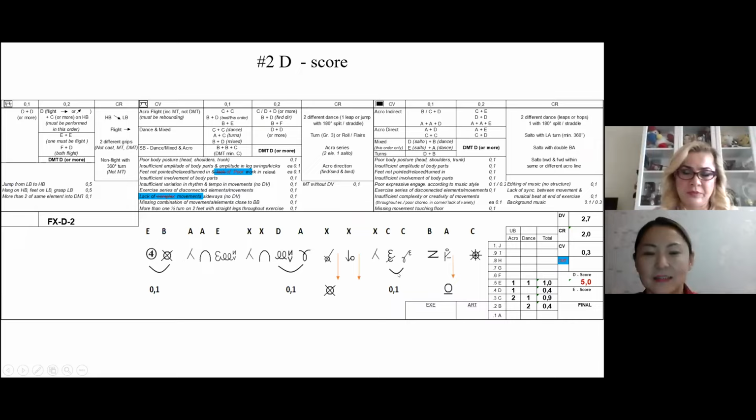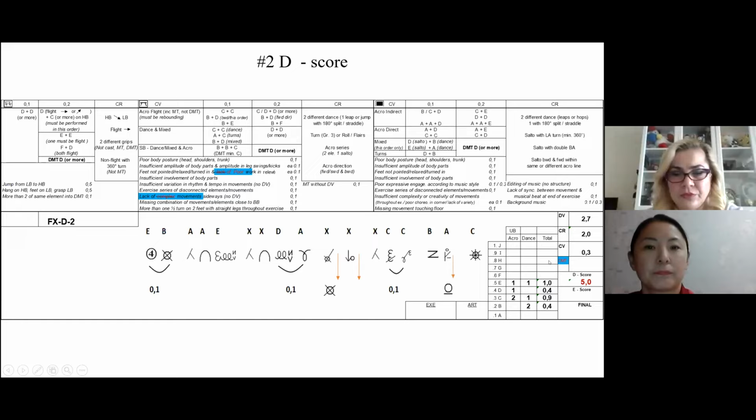Third acro line, C plus C plus 0.1. And about the dance passage, second hop, again new requirements. Without bent legs, we devaluate the hop full turn, stretch position, to only group A. Let's count. Acro 1E, 1D, 2C, dance elements 1E, 1C, 2B. Difficulty value 2.7, composition requirements 2.0, E connection value 0.3, D score 5.0.